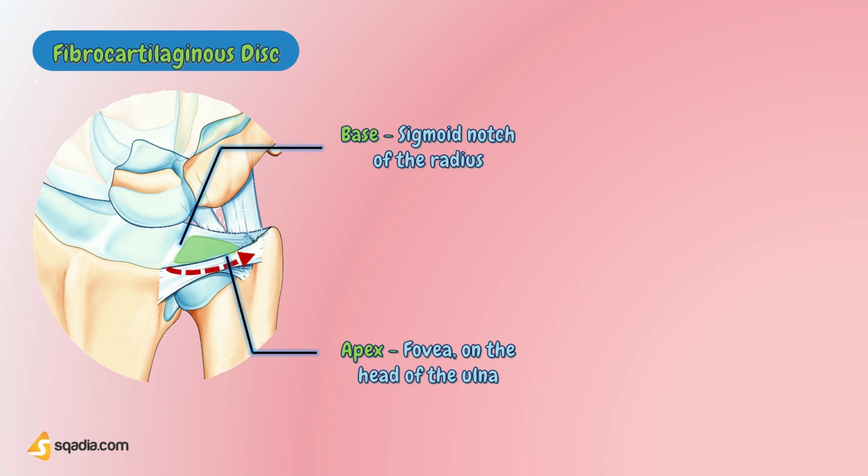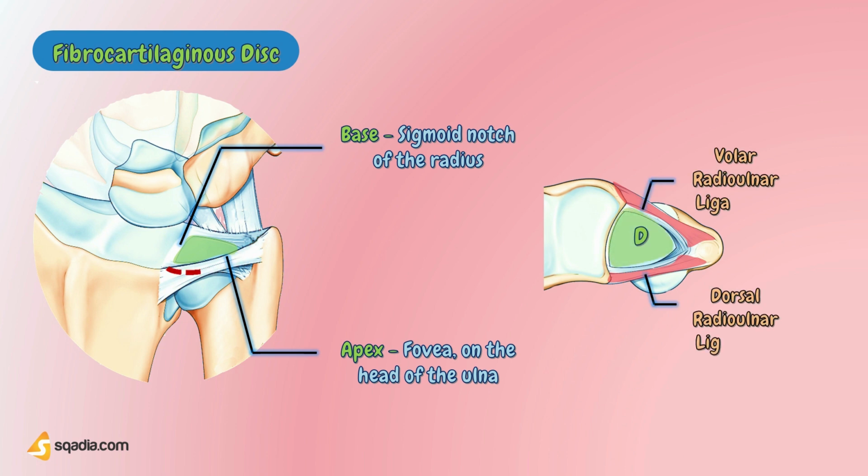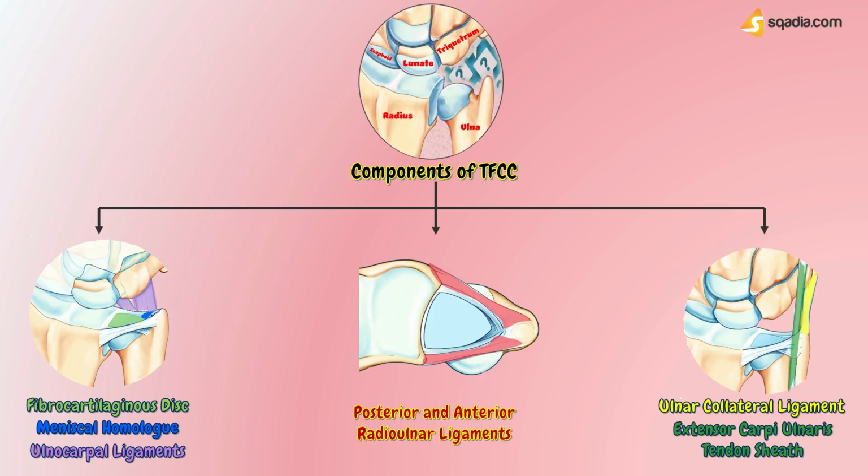The central fibrocartilaginous disc continues medially and volarly to merge with the ulnar collateral ligament and the ulnocarpal ligaments, respectively. It is bounded by the dorsal and volar radioulnar ligaments and the most ulnar aspect of the distal radius. It serves as a cushion between the distal end of the ulna and the proximal carpal row, but does not itself confer considerable stability to the distal radioulnar joint.